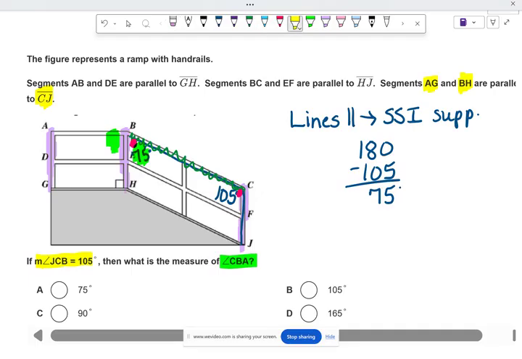All right, they told us in the beginning that line AB, DE, and GH are all parallel. I know angle GHB is 90 degrees. Right down here is 90.